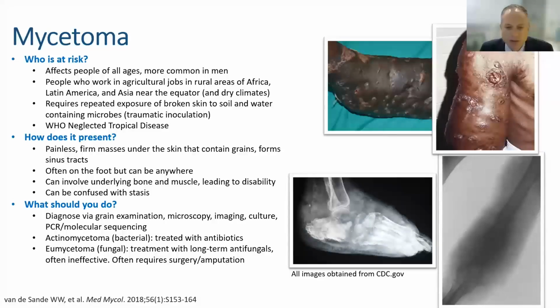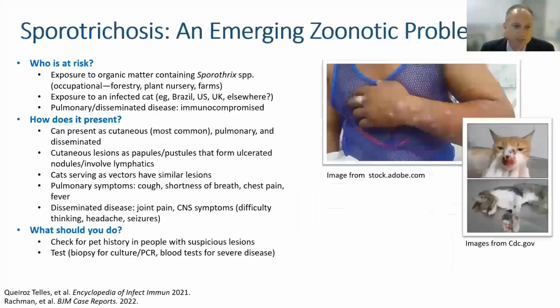But there are also some mimickers. Actinomyces can cause a skin disease that looks very similar to eumycetoma. But all of these really require long-term antifungals, and again, a very high failure rate is associated with this disease. Next slide. And then sporotrichosis.